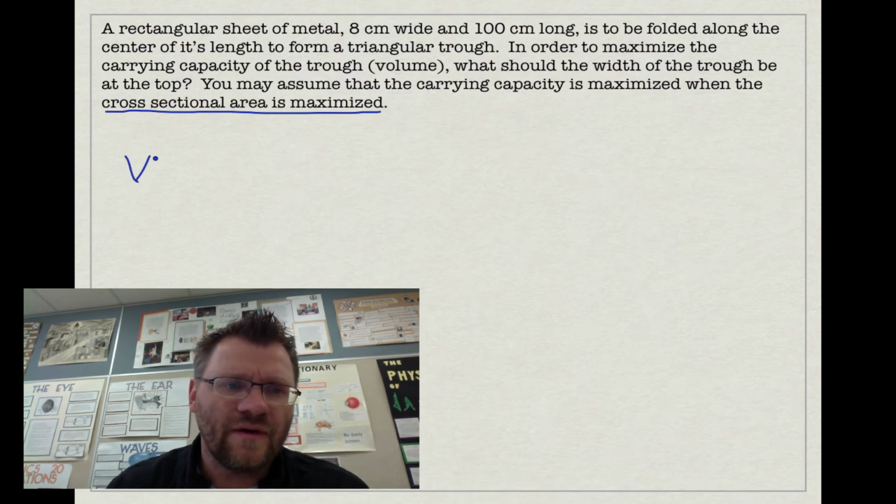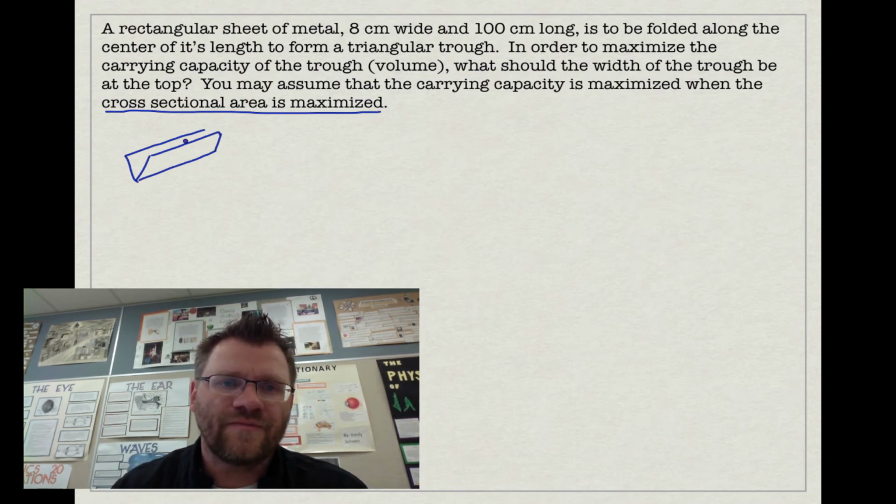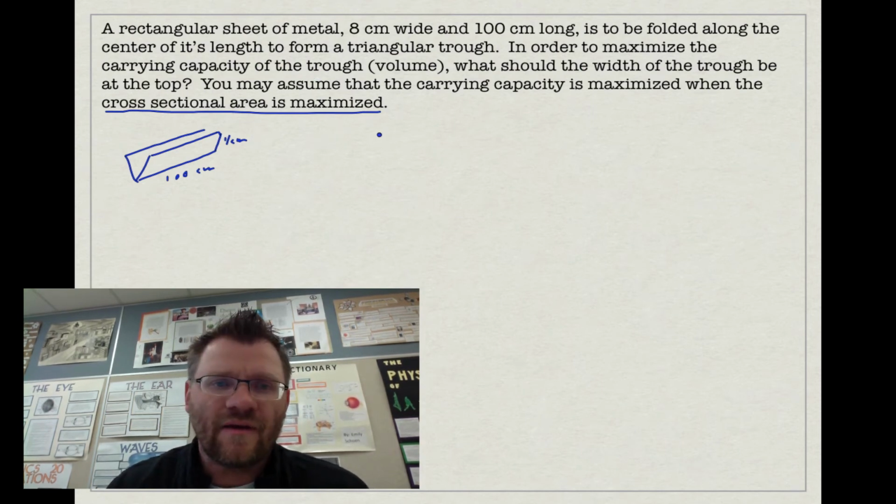If we're going to draw this thing, we're basically drawing a long trough. And it said that it's 100 centimeters long, and the whole thing was 8 centimeters wide, but we folded it in half. So that means that each of these sides is 4 centimeters long. So it says we're going to try and maximize the volume. And the volume of this sort of thing, now this is a triangular prism, so the volume is just the cross-sectional area multiplied by the length.